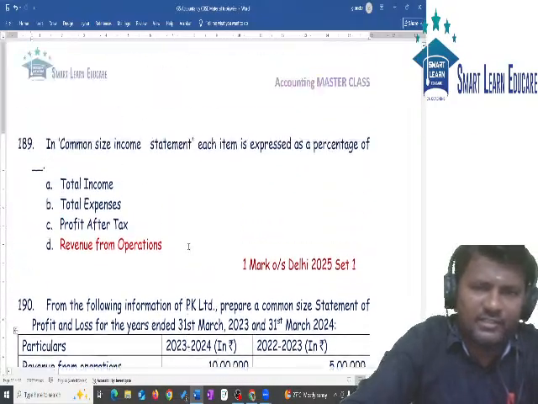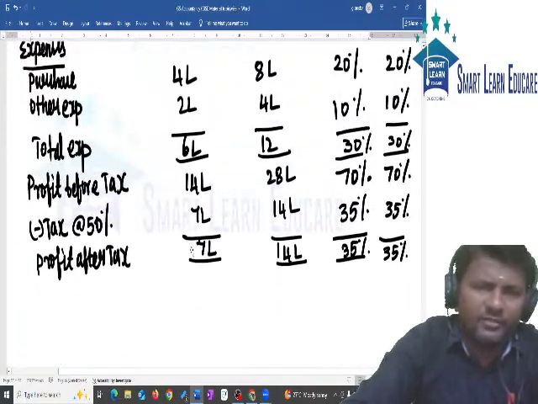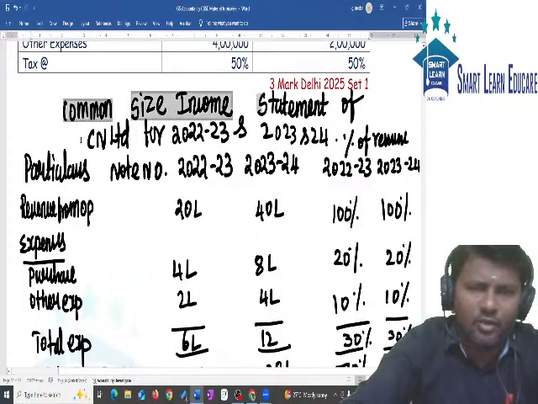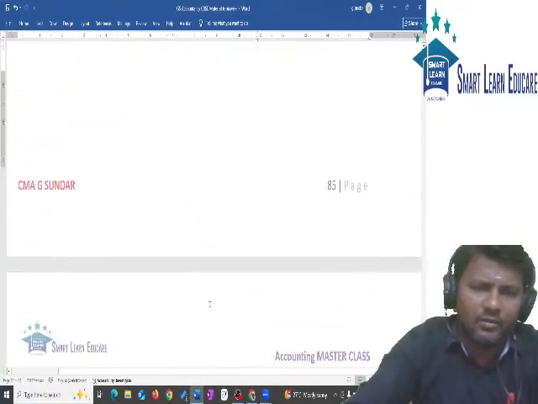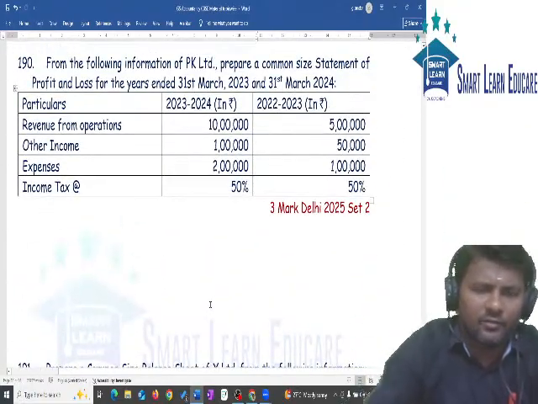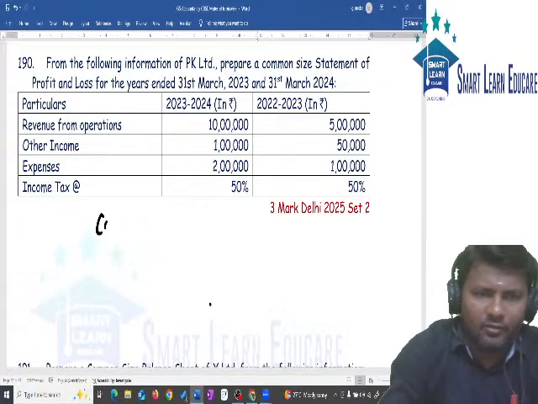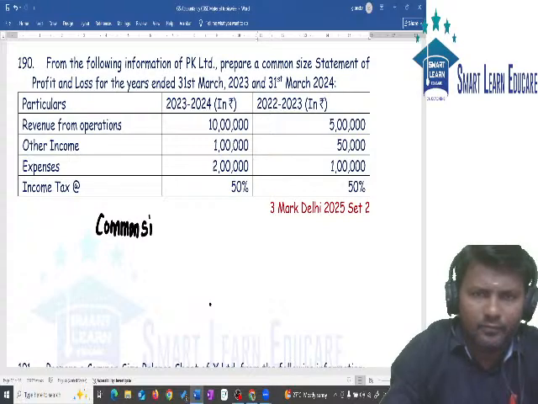So we'll discuss the answer. So same format, same numbers, copy paste. So heading same. So just we can complete. Heading it is common size income statement.